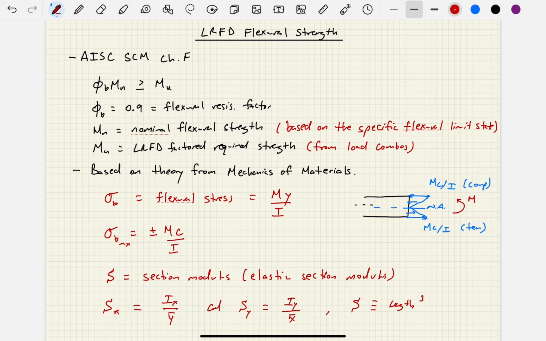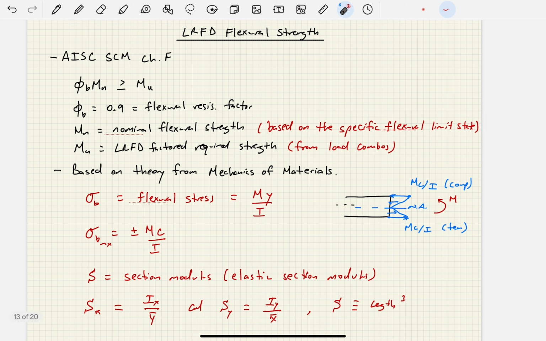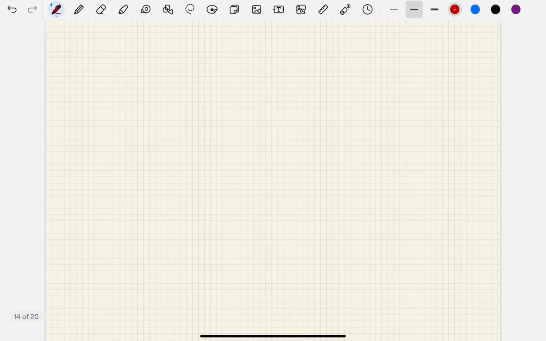And so if you think of this in terms of section modulus as I over Y bar, and Y bar represents C right here, then how can you rewrite this? Well, you can rewrite bending stress as M over S, okay? And whether it's S sub X or S sub Y depends on the axis that you're bending about, that you're flexing about, okay?